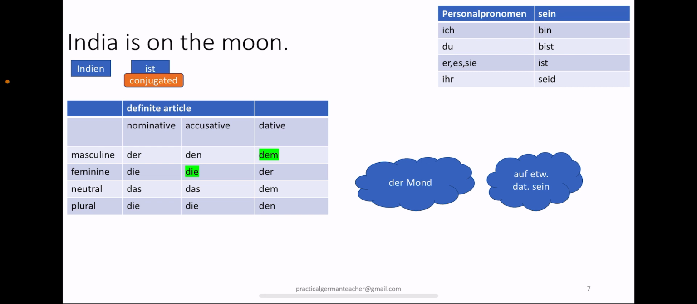So India ist. Then the preposition auf. What comes after auf must be in dative case. So the object is Mond, and the article we are using for Mond is the definite article, and Mond is masculine, so dem. Alright, the answer is Indien ist auf dem Mond.